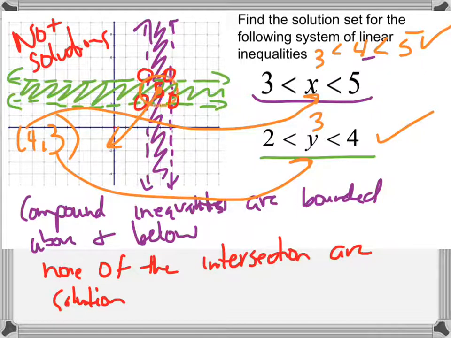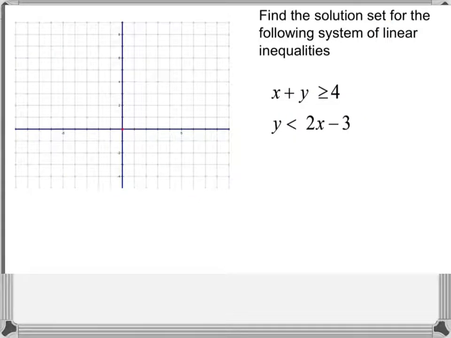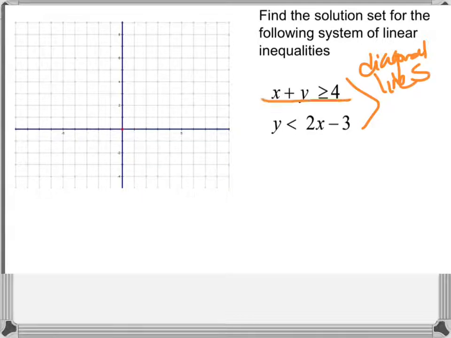We always label it with an S. Okay? All right, finally, let's find a solution to these two things. So these right here are going to be diagonal lines, not just vertical or horizontal. So here we have something written in standard form.